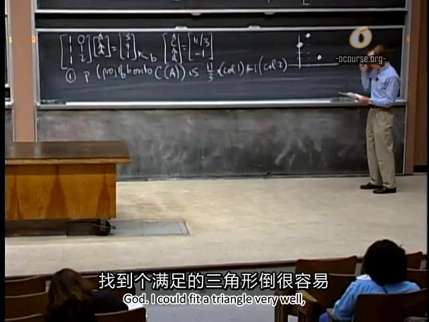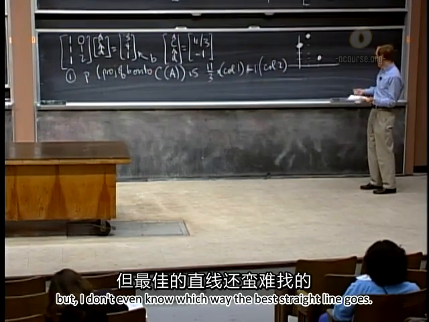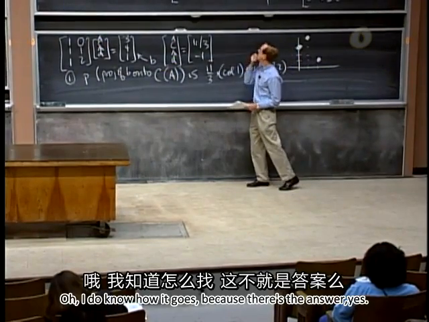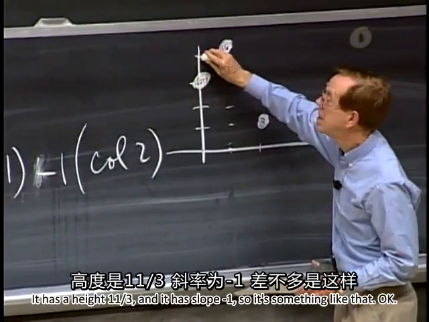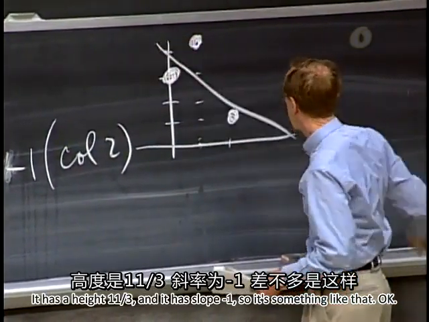I could fit a triangle very well, but where's the best? I don't even know which way the best straight line goes. Maybe it goes, oh, I do know how it goes, because there's the answer, yes. It has a height 11/3, and it has slope minus 1. So it's something like that.